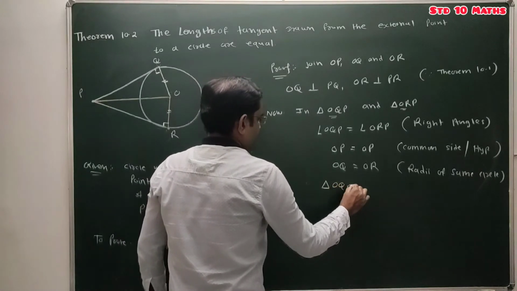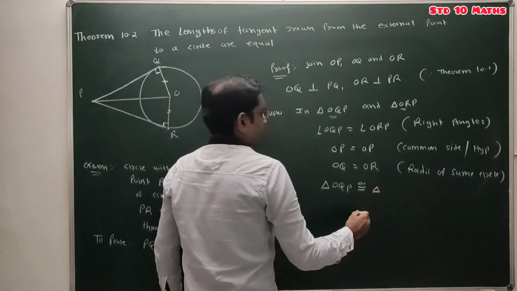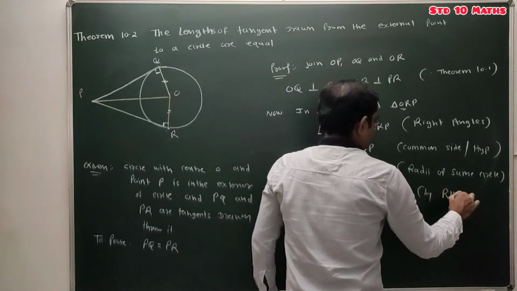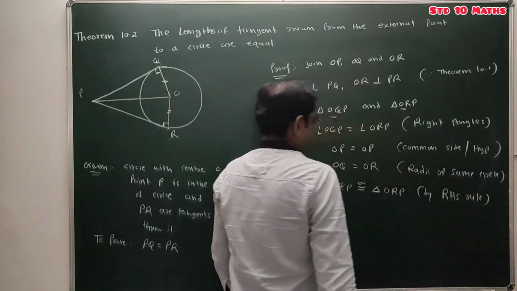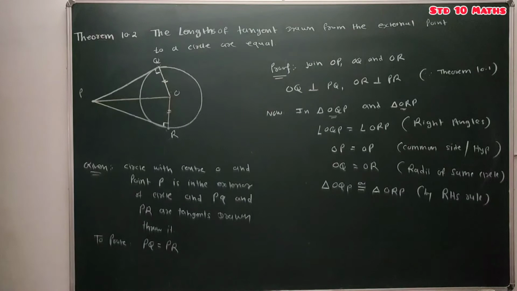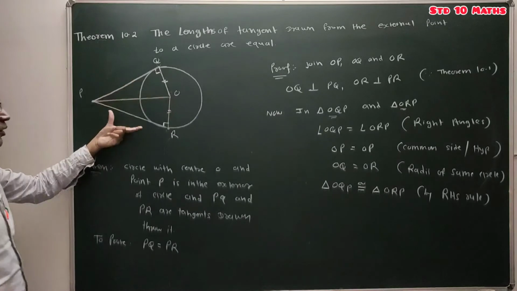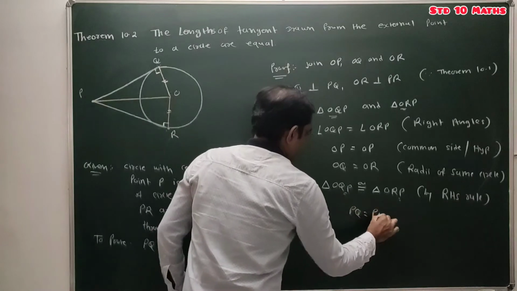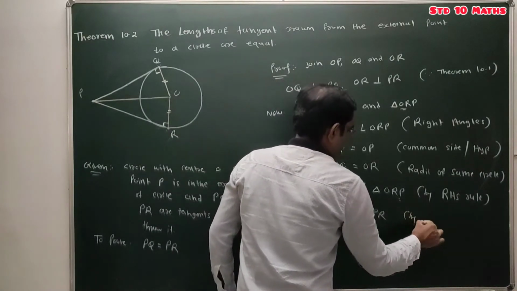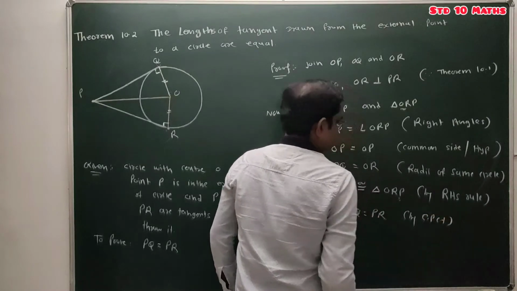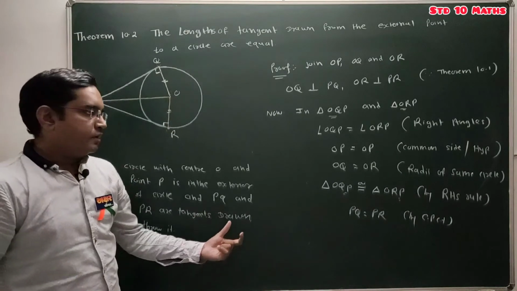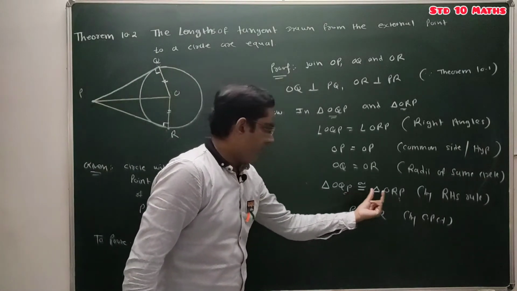Triangle OQP is congruent to triangle ORP by RHS rule. Triangle OQP is congruent to triangle ORP, and therefore we can say that its corresponding parts are equal. Corresponding parts are PQ and PR. This PQ and PR both are equal by CPCT. By CPCT, corresponding parts of congruent triangles are equal. If two triangles are congruent triangles, their corresponding parts are equal.